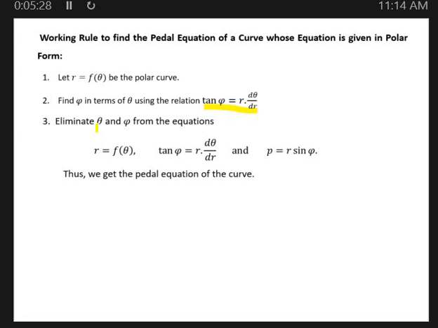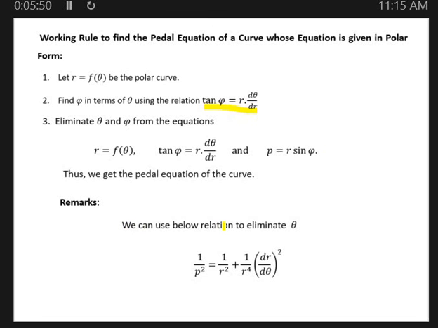So we can eliminate theta and phi by using the equations r is equal to f of theta, tan phi is equal to r d theta by dr, and p is equal to r sin phi to get the pedal equation of the curve. And also we can use the equation given below to eliminate theta, that is 1 by p square is equal to 1 by r square plus 1 by r to the power of 4 into dr by d theta whole square. Now let us work out few problems by following these steps.